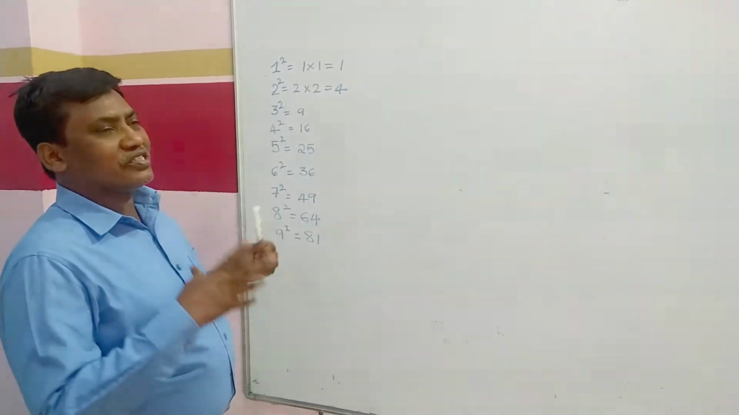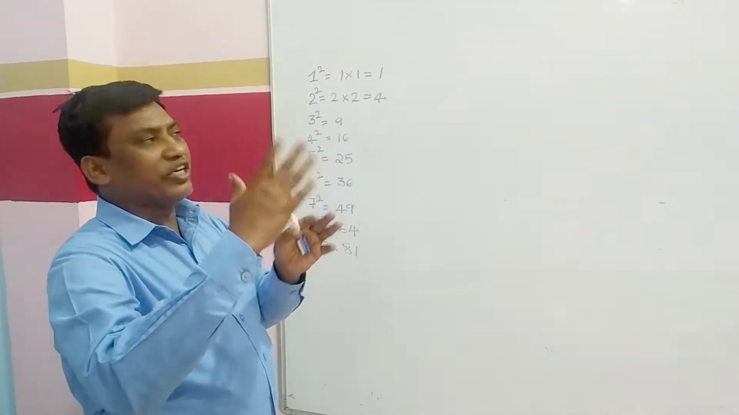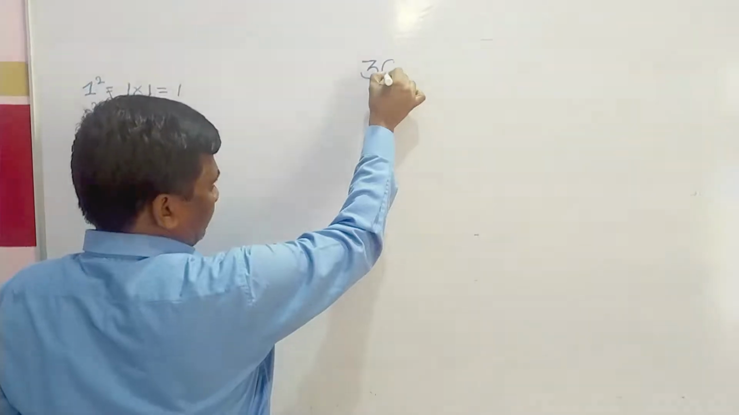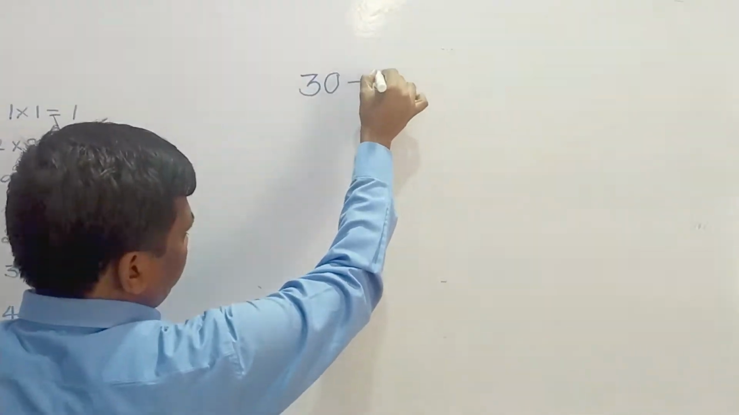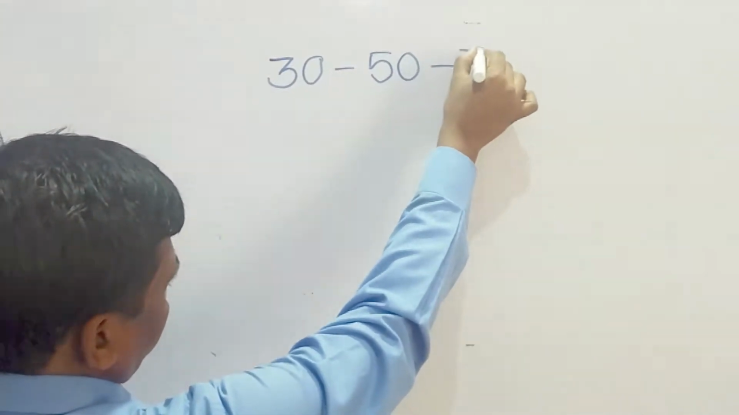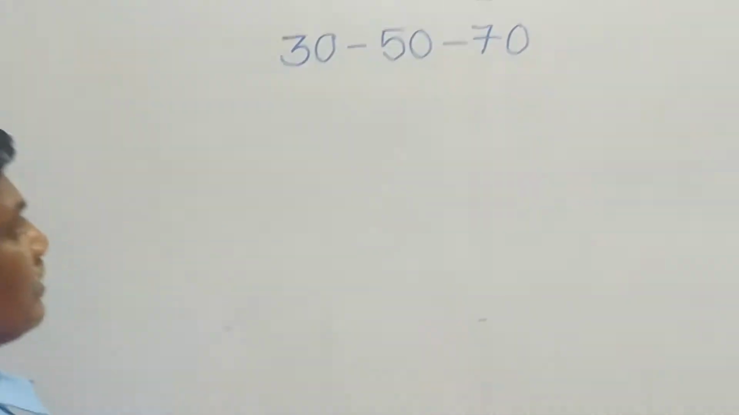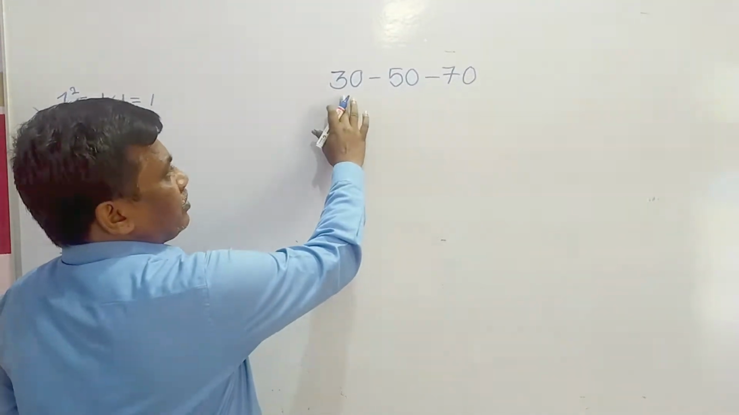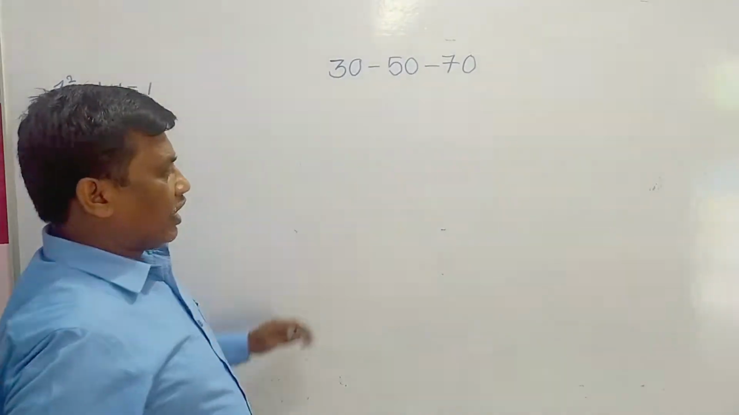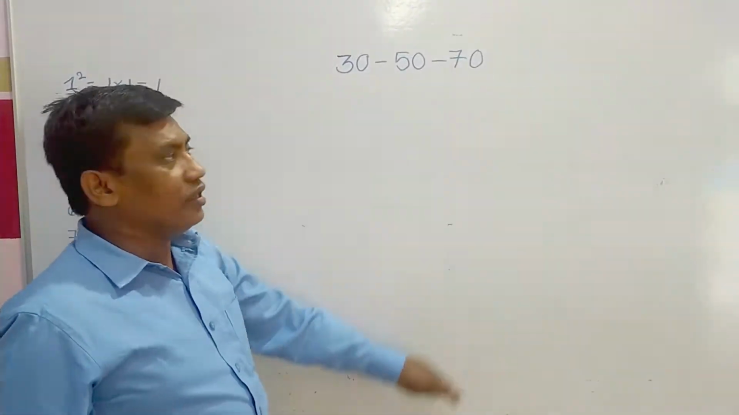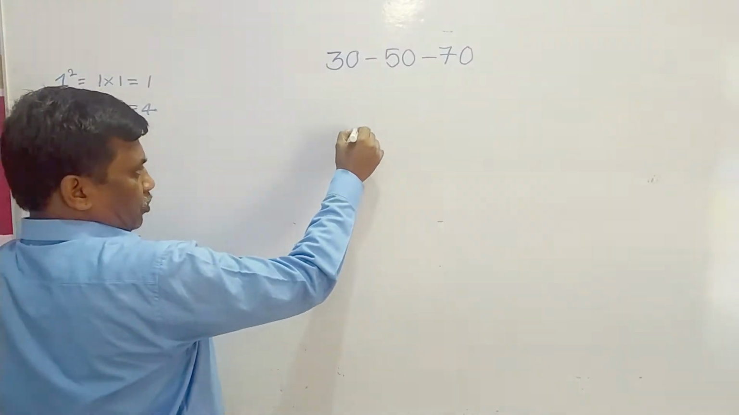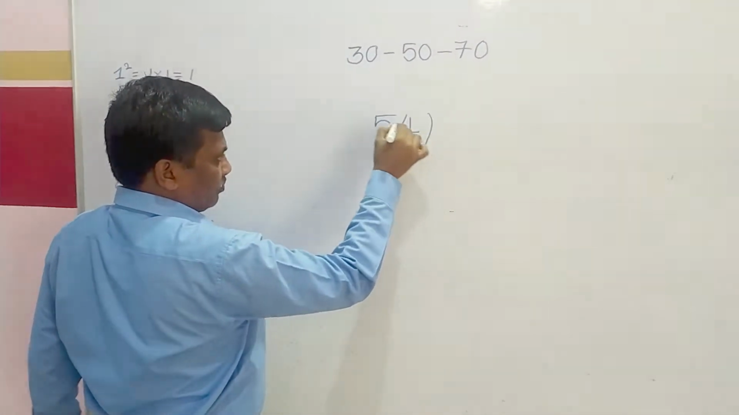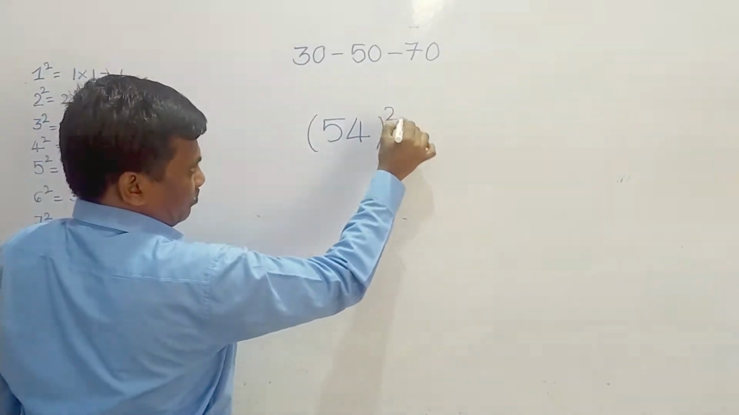How to square numbers near 50, from 50 to 70. These can be squared very easily, 30 to 70. The principle is very simple. Suppose we want to square 54.